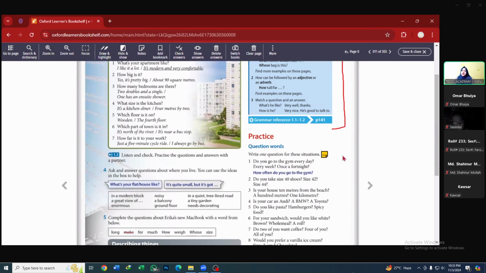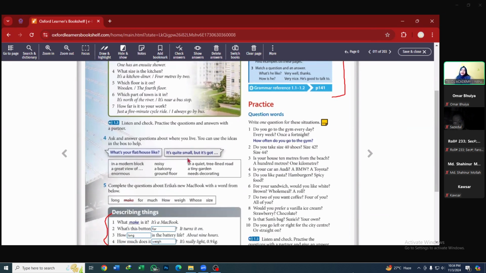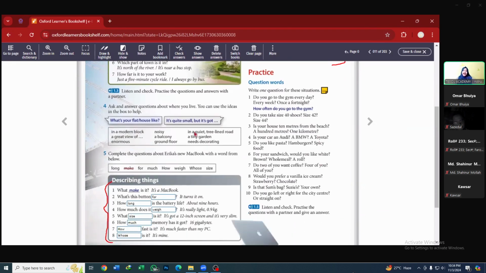So moving on to our next activity here, it is question words. Throughout the last two classes, we learned how to ask questions about certain situations, about taking some information about some things that could be people, things, or places, right?